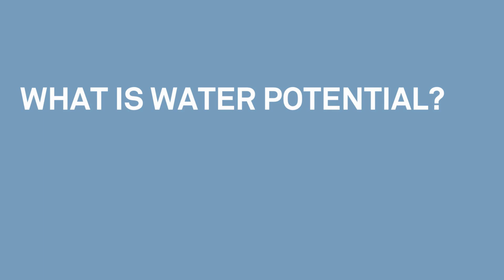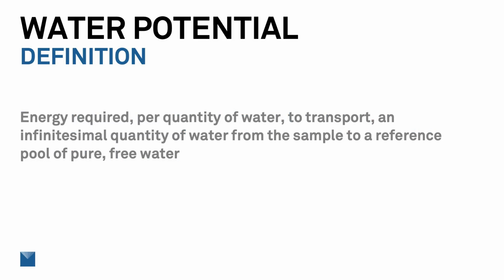So what is water potential? You've already discussed this a little bit, but let's take a deeper look. Here's the basic definition of water potential. Water potential is the energy required per quantity of water to transport an infinitesimal quantity of water from the sample to a reference pool of pure free water. Okay, what does that all mean? Simply, it tells us in the soil or in a pore structure how available that water is, or how much energy it would take to pull that water out. This obviously affects plants or how water is going to move. This is the governing factor.